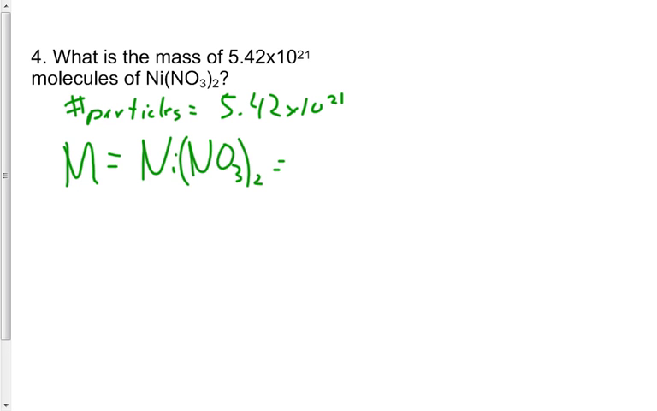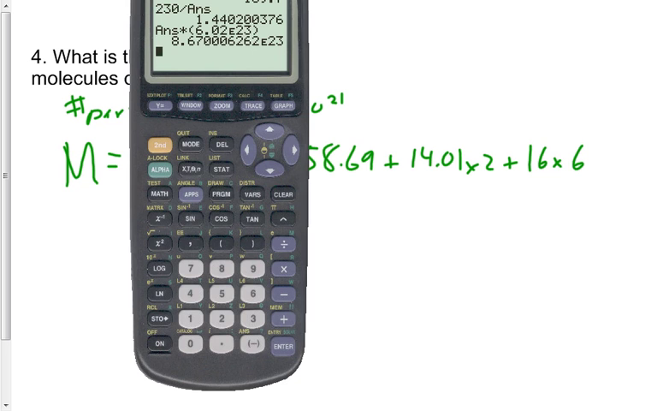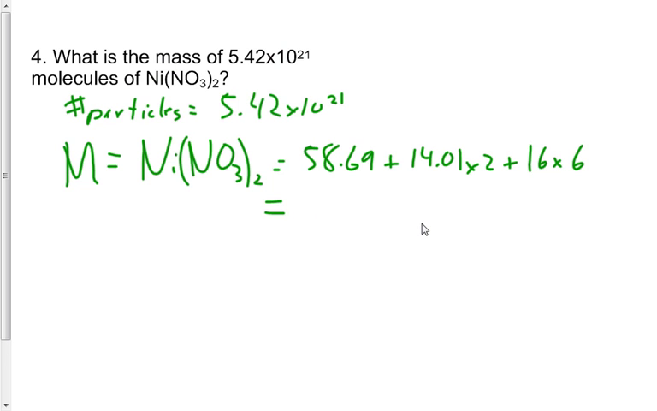So that's going to be, what's nickel, 58.69, plus 14.01 times 2, plus 16 times 6. So 58.69 plus 28.02 plus 16 times 6, plus 96, 182.71. Everyone good with that? Grams per mole.